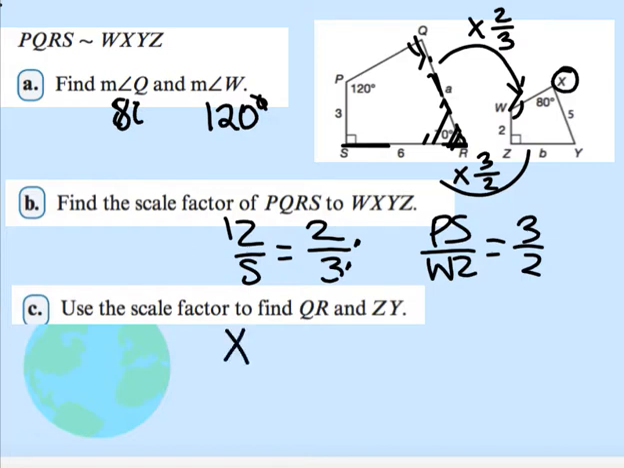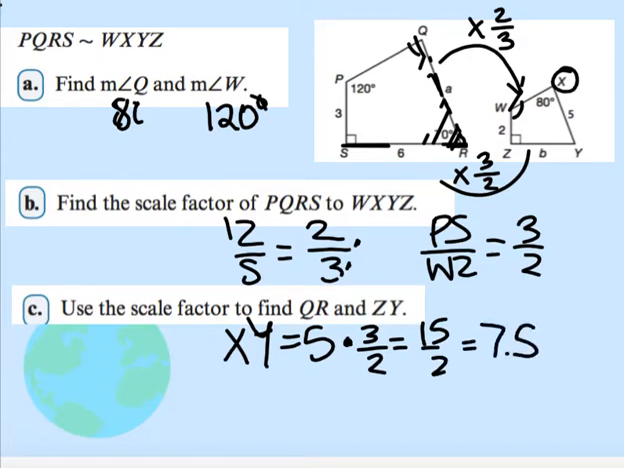So XY is 5. So I would say, okay, to go from XY to QR, I would need to multiply by 3 over 2. That's a scale factor from one to the other. So I get 15 over 2, which is the same as 7.5.